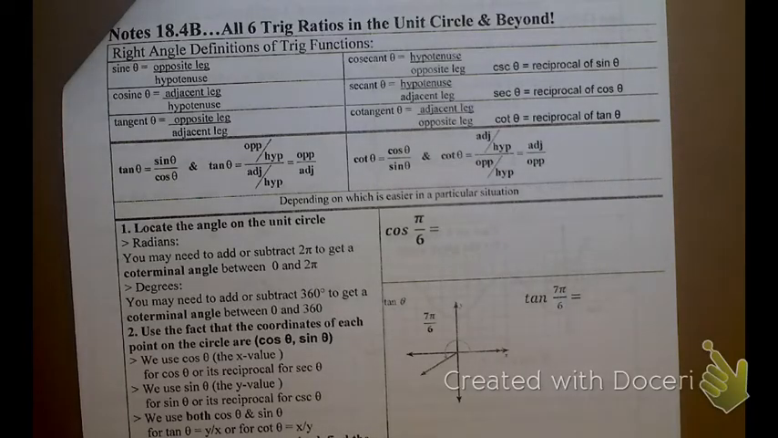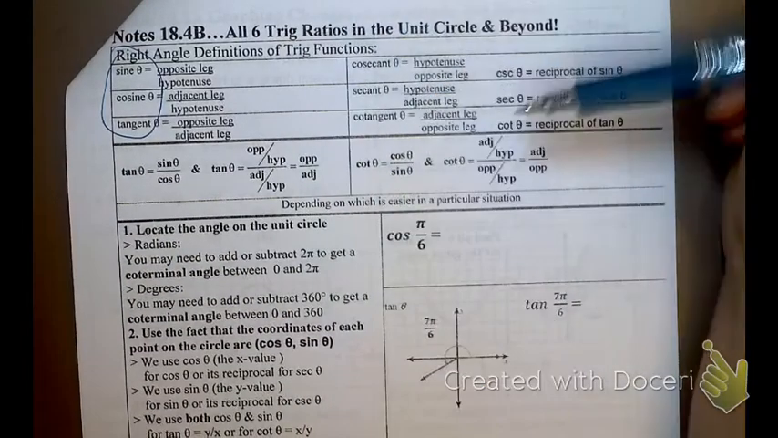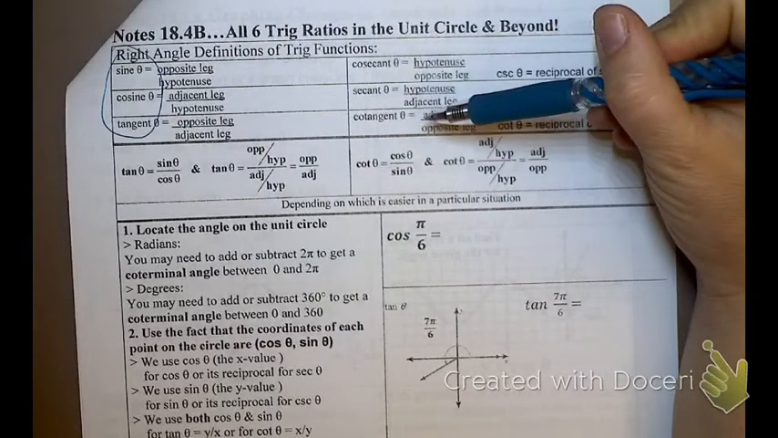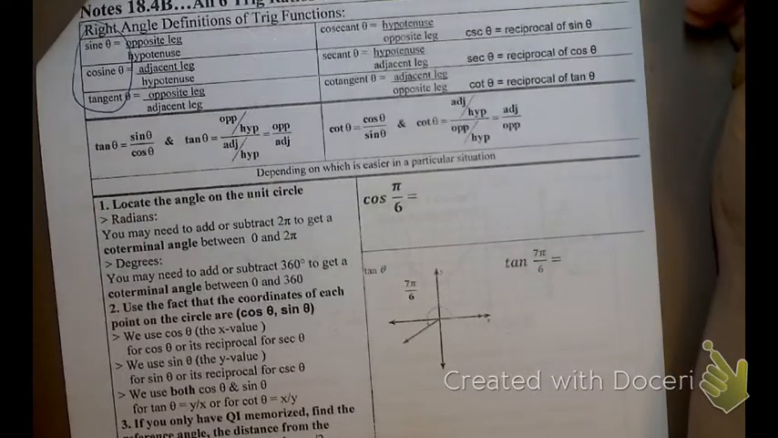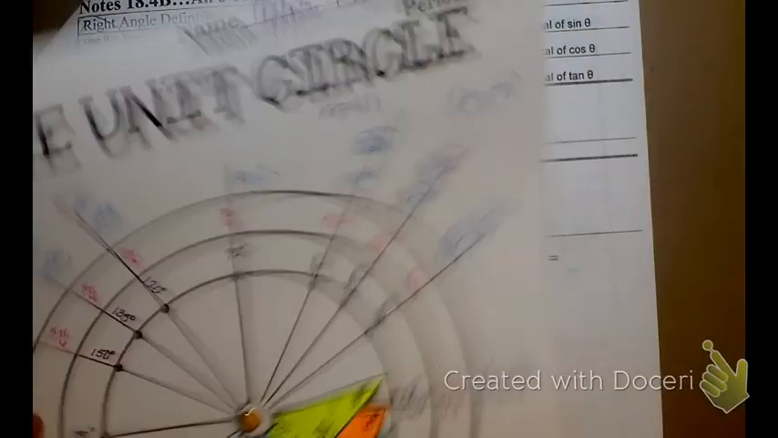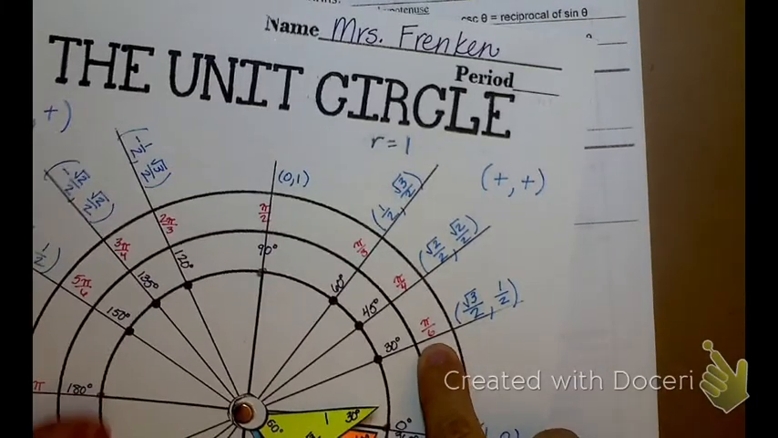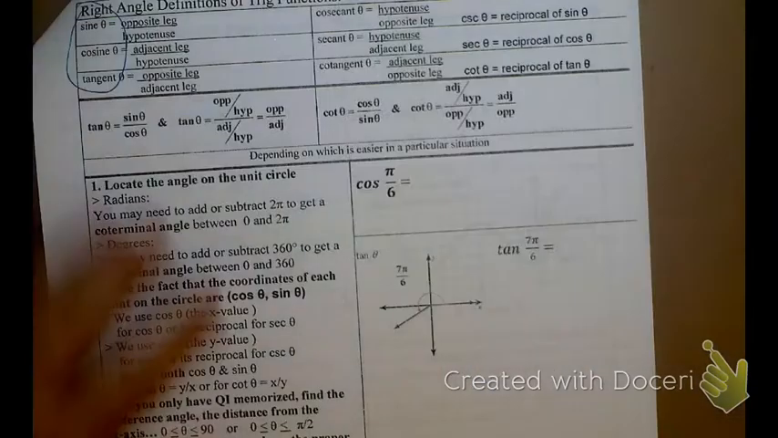So if we are finding all 6 trig ratios in the unit circle, this should be fairly easy because we know how to find those 3 trig ratios. So what do we do for the other ones? Reciprocate. We reciprocate them. So if I'm asking for the cosine of pi over 6, that's something that should be memorized. Pi over 6, what's the cosine? Root 3 over 2.